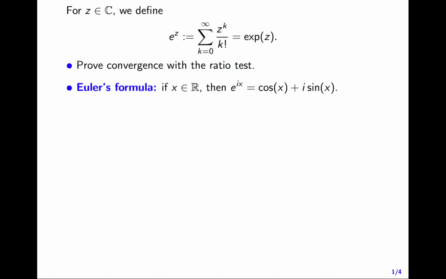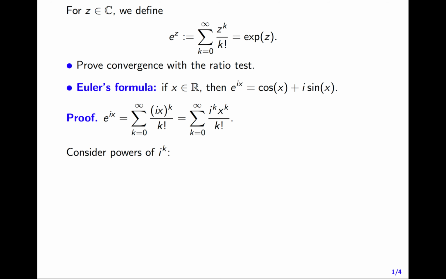Second, we remember Euler's formula. If x is a real number, then e to the ix equals cosine of x plus i times sine of x. We've used this tacitly throughout the course, but now is a good opportunity to look through the proof of how you get this identity from the series definition. So e to the ix is the sum from k equals 0 to infinity of the product ix raised to the power k over k factorial, which is the sum from k equals 0 to infinity of i to the k times x to the k over k factorial.